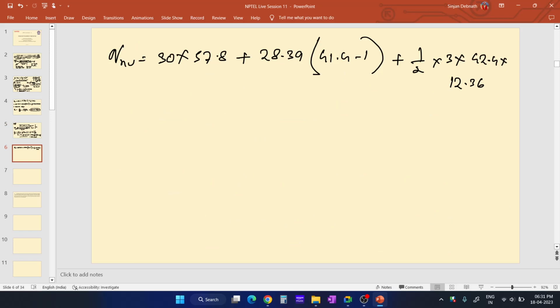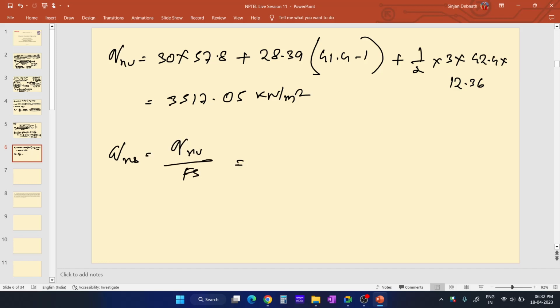So 30 into 57.8 plus 28.39, 41.4 minus 1 plus half into 3 into 42.4 into 12.36. So if we calculate this, we will get the value of QNU. So QNU comes out to be around 3517.05 kilonewton per meter square. So now if we apply factor of safety on this particular value, we will get the net safe bearing capacity. Okay, that is the QNS. It is QNU by F.